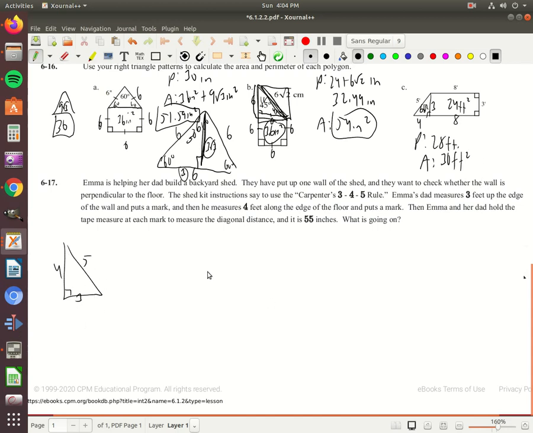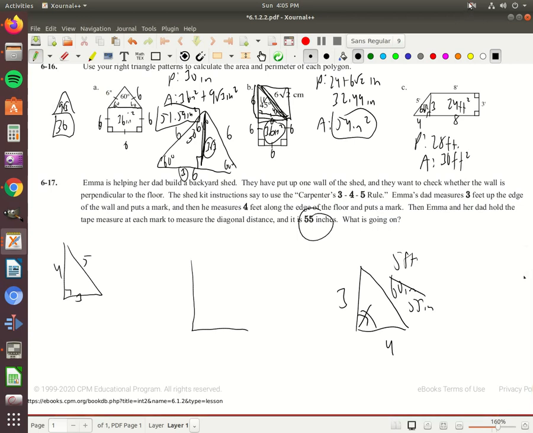So if you want to check to see if this guy's wall looks right, it says, so 3 feet up the edge of the wall, puts a mark, and then 4 feet along the floor, and he puts a mark. This should equal 5 feet or 60 inches, right? If it's square. But it only measures 55 inches. So that tells you he's not square, because you can't make this triangle be this, otherwise it would have to be square if it was 60 inches. So 55 means that's not a right triangle. What a convoluted video.